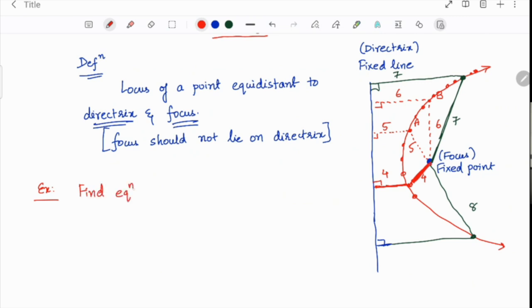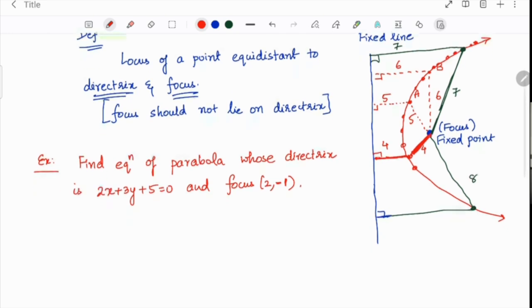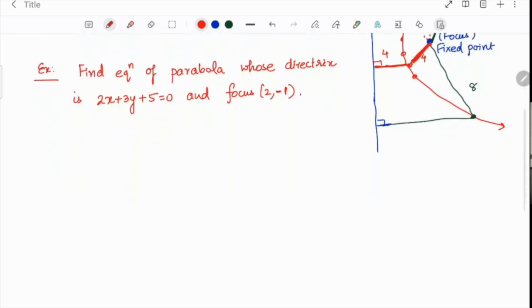Find the equation of the parabola whose directrix is 2x + 3y + 5 = 0 and focus is at (2, -1). So I have given the directrix, I have given the focus. Now we can easily find the equation of the parabola, right? What is given? 2x + 3y + 5 = 0, that is the directrix. Focus is (2, -1).